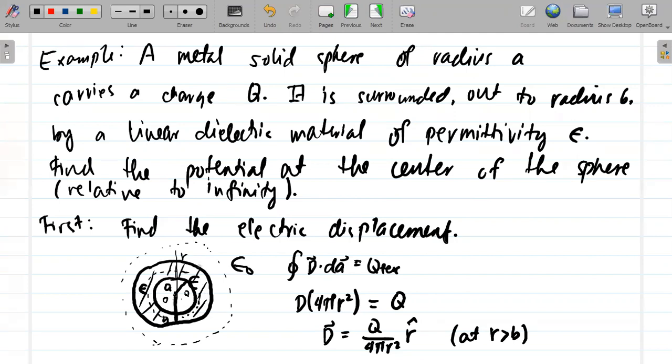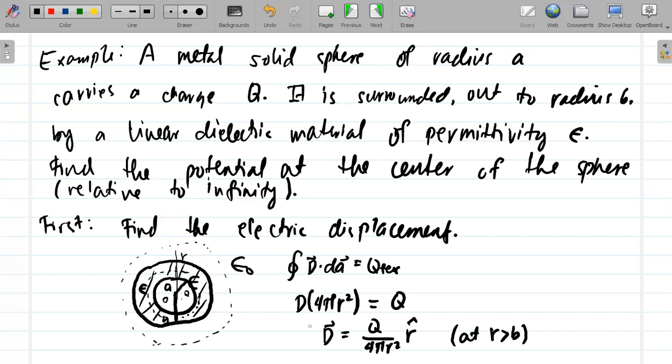So sir, tama ba intindi ko? So essentially, yung dielectric media is parang material where mas mababang electric field. Parang ganun. Yes. And so, yung electric displacement is just Gauss's law, pero accounting for mga dielectrics, parang ganun. Yes. Okay.